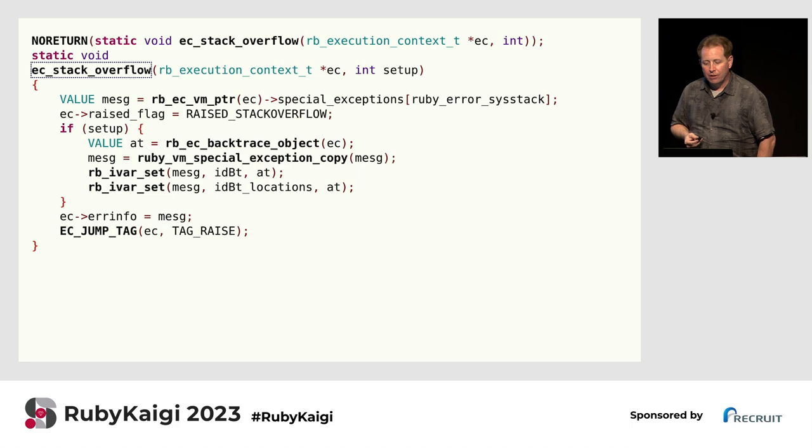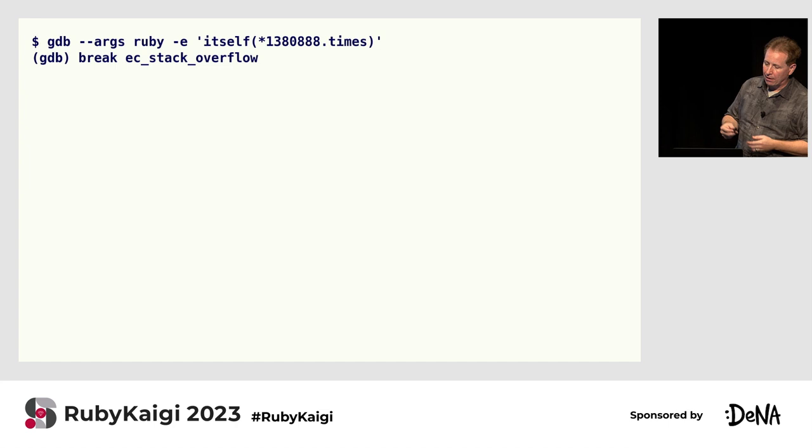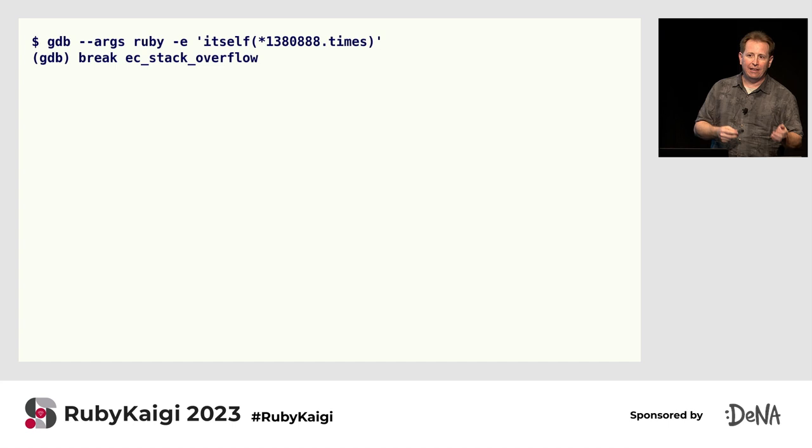So it looks like this is the function called when the stack would overflow to raise an exception instead of crashing. So we can use GDB to see if that is correct. In this case, we'll pass code that should trigger the stack overflow and then set a breakpoint on the EC stack overflow function.